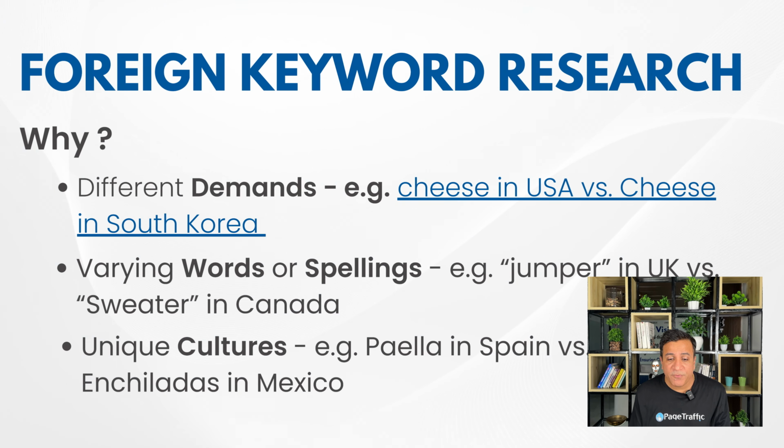So you can see there is a different demand. Example, cheese in USA versus cheese in South Korea. Varying words or spellings. Example, jumper in the UK versus sweater in Canada. Unique cultures. Example, pilo in Spain versus inoculadas in Mexico.